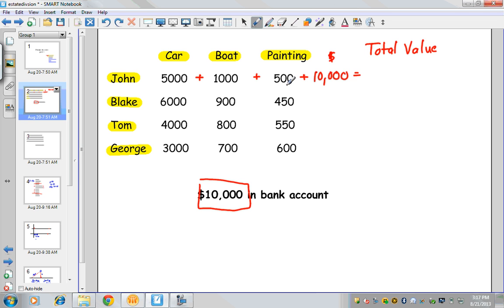And you're doing this with every single heir. So Blake's bids are going to be added along with the cash. The reason why you are adding the cash to everybody's bids is because you are trying to get a total value of what that heir thinks the estate is worth. So that's why the $10,000 is constantly being repeated in all of the total bids.